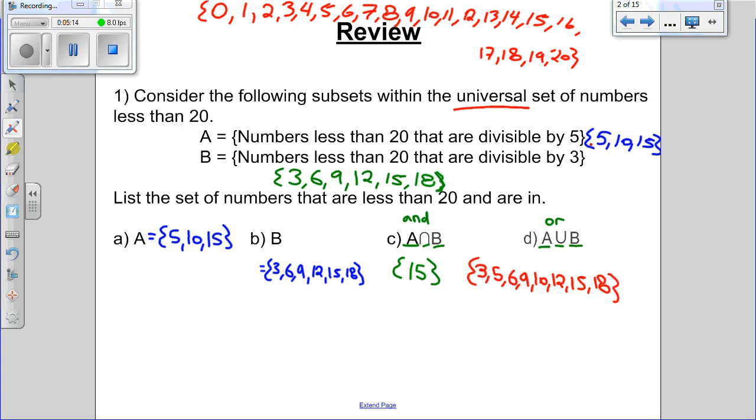That means A or B. Simple? Remember it from yesterday? Yeah. Awesome.